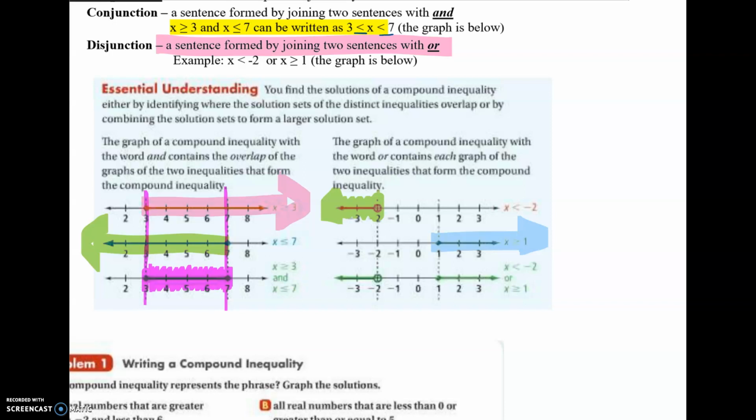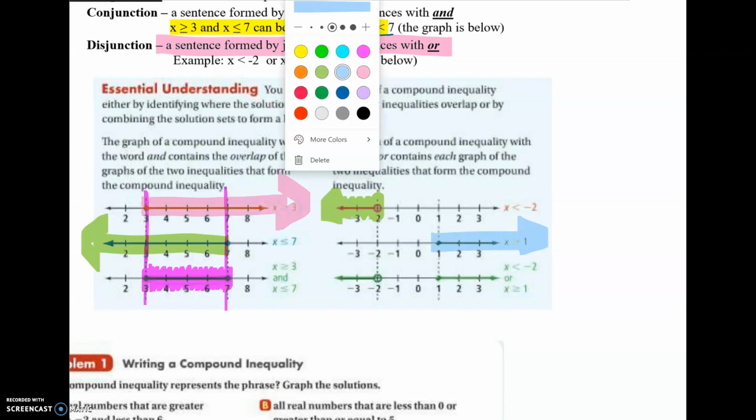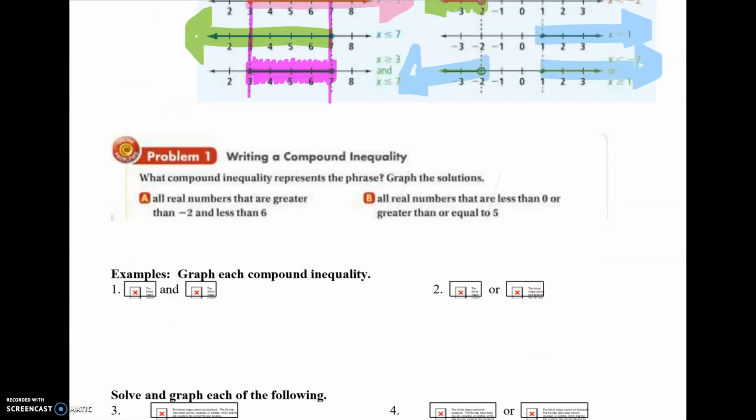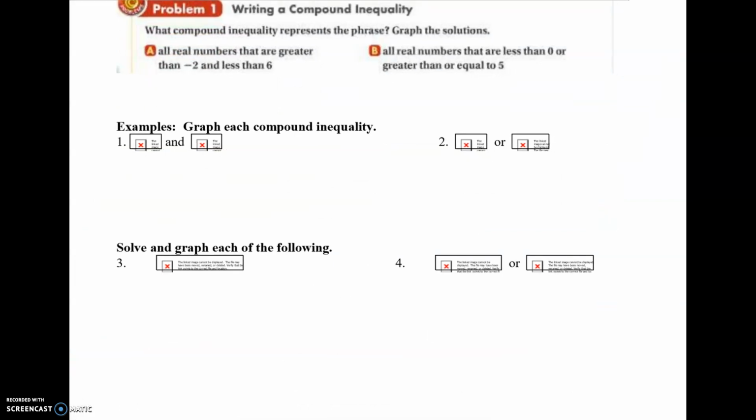It is a larger solution set. It's basically one number line with both inequalities graphed. And you'll notice that they graph away from each other. It's the solutions that graph away from each other. So it looks like that. Okay, so let's get started.